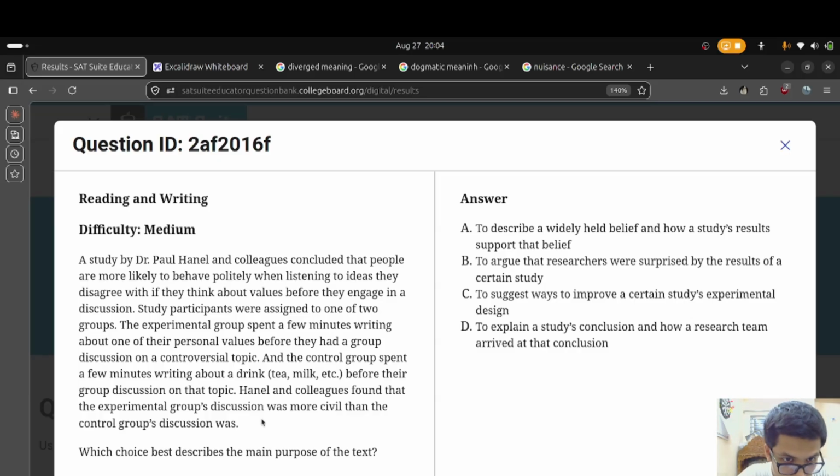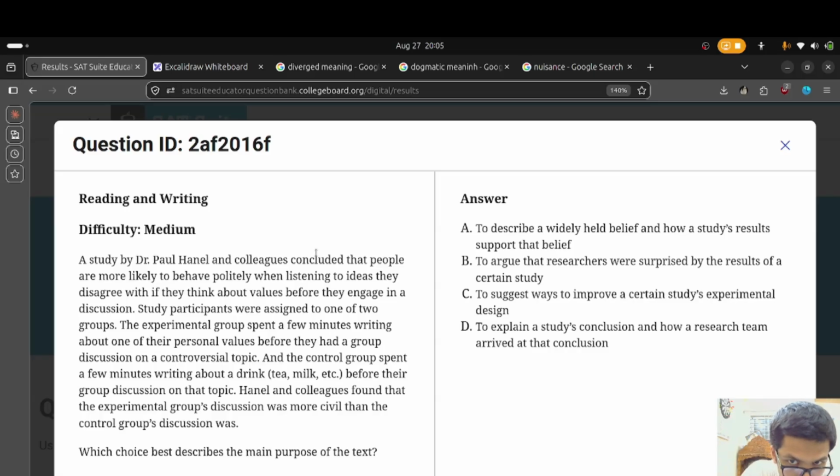there's a trick for these questions. Just think of it. You don't have time to read the whole passage, so you have to be smart. People are more likely to behave politely when listening to ideas they disagree with if they think about the values before they engage in discussion.